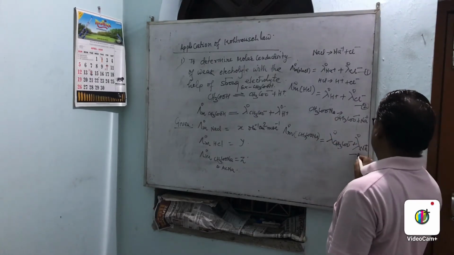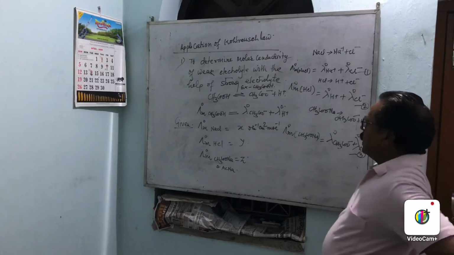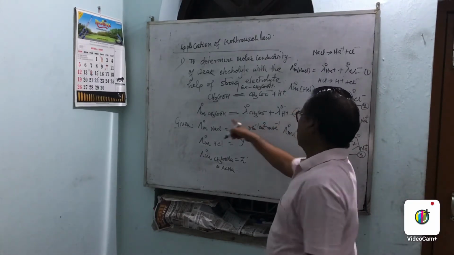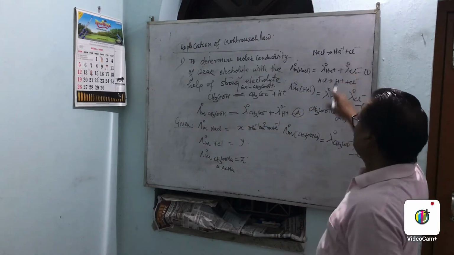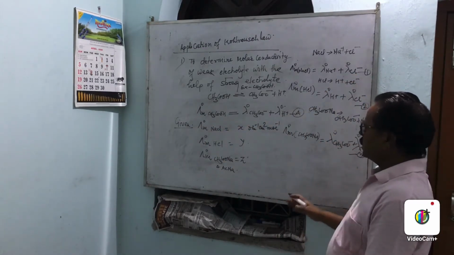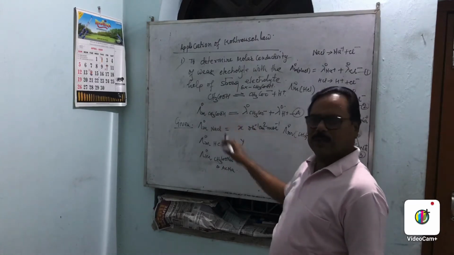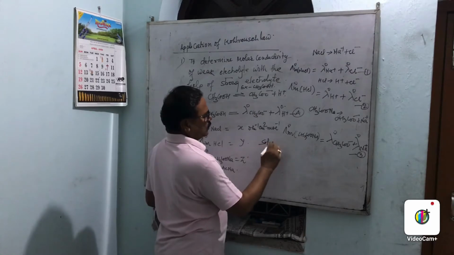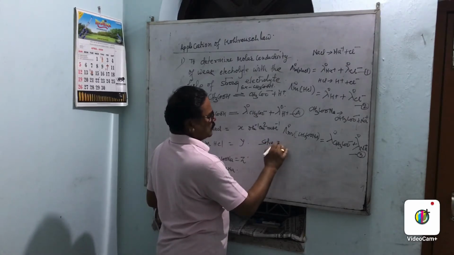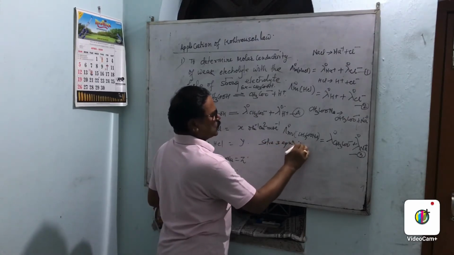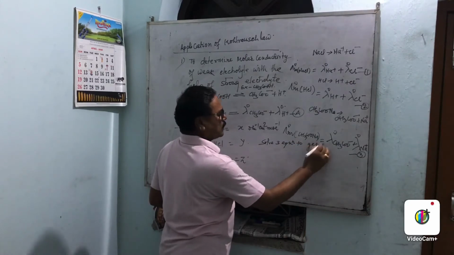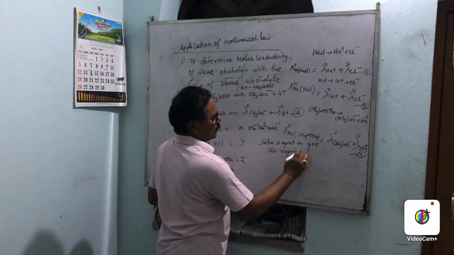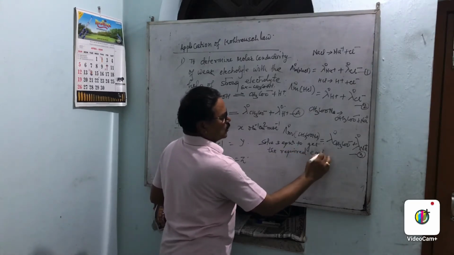So we have three equations, and we have to reach the required equation, the molar conductivity of CH3COOH. We solve the three equations to get the required equation.